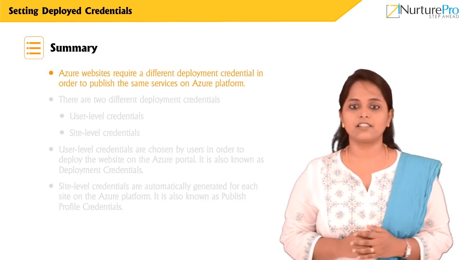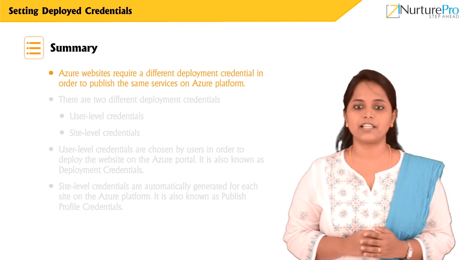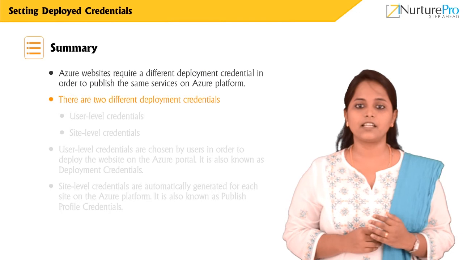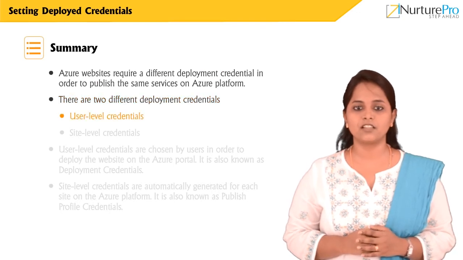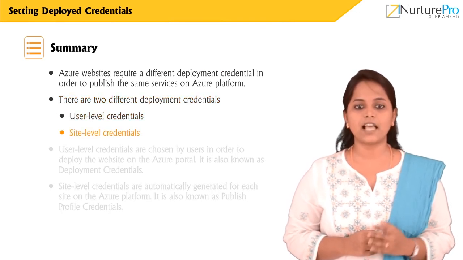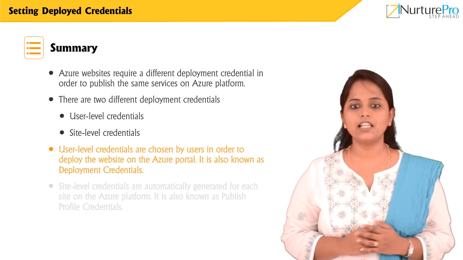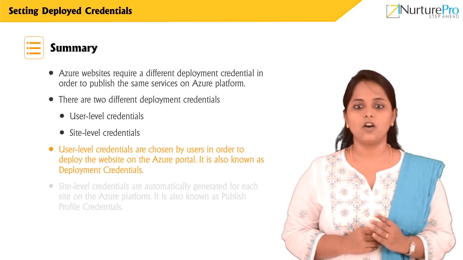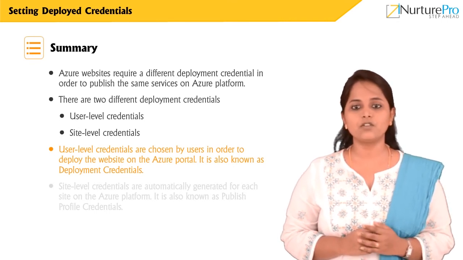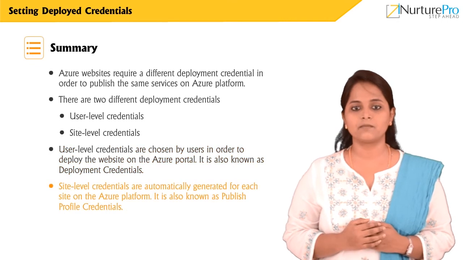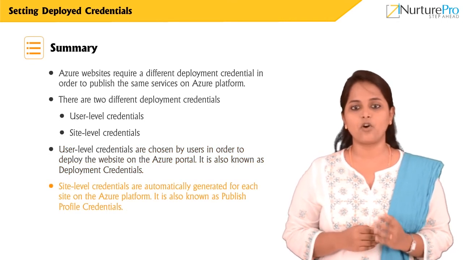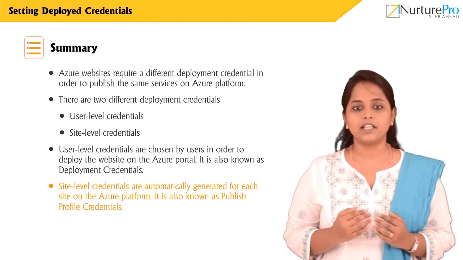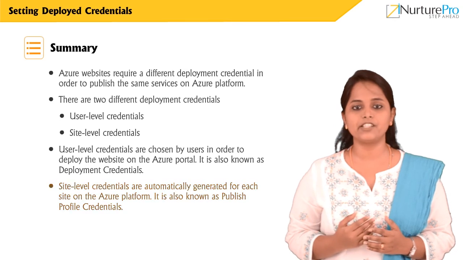Azure websites require a different deployment credential in order to publish the same services on the Azure platform. There are two different deployment credentials: user-level credentials and site-level credentials. User-level credentials are chosen by users in order to deploy the website on the Azure portal. It is also known as deployment credentials. Site-level credentials are automatically generated for each site on the Azure platform. It is also known as Publish profile credentials.